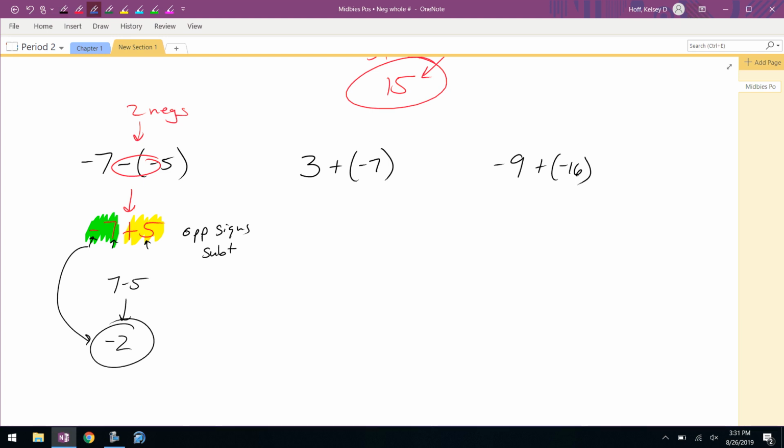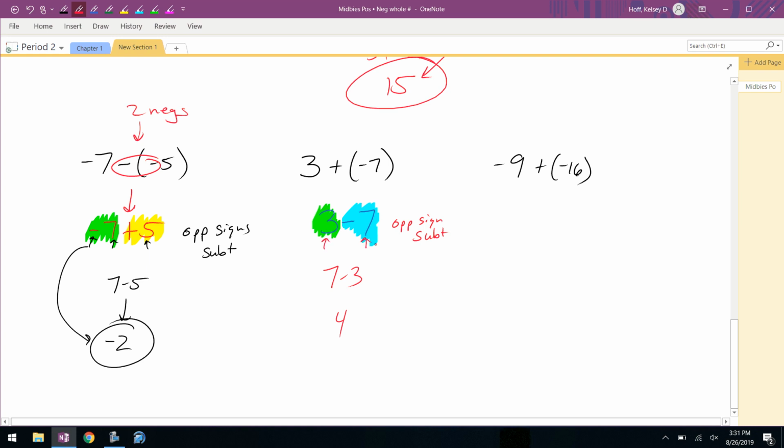If we go to the middle problem, 3 plus negative 7. When you're adding a negative, I do not want you to have two signs right next to each other. I'd really like you to rewrite this as 3 minus 7. So now I have a 3 and I have a negative 7. Those are opposite signs, so I need to subtract. 7 minus 3, which is 4. Now to determine what sign my answer has, I have a 3 and a 7. 7 is bigger, 7 is negative, which means my answer needs to be a negative 4.